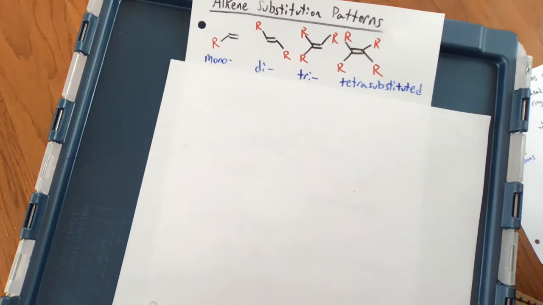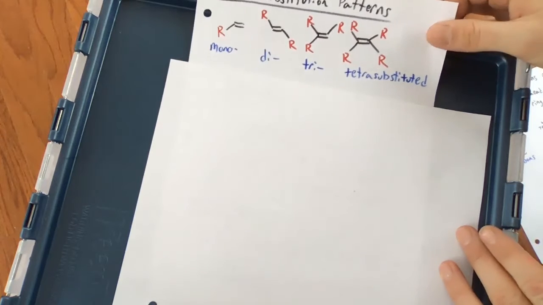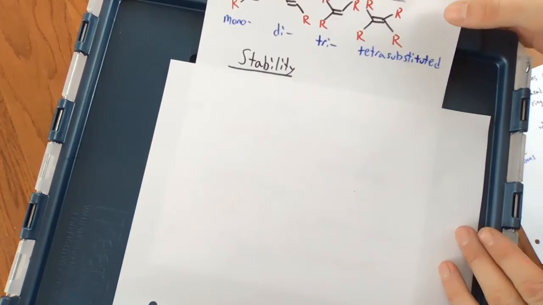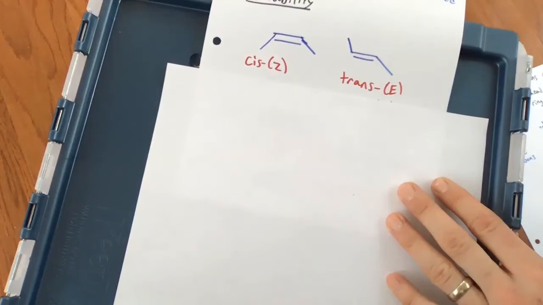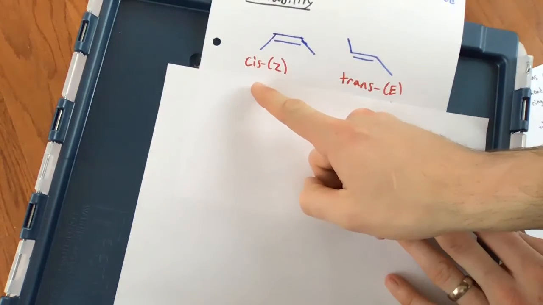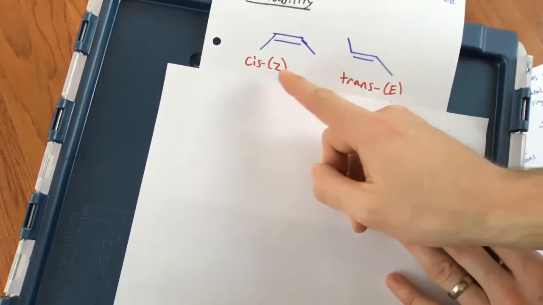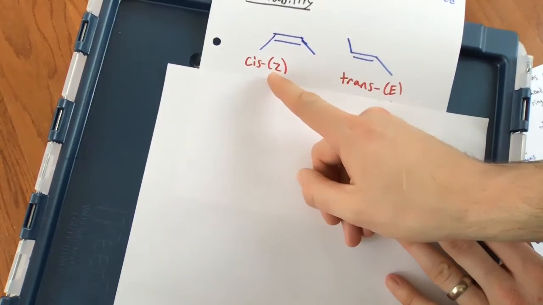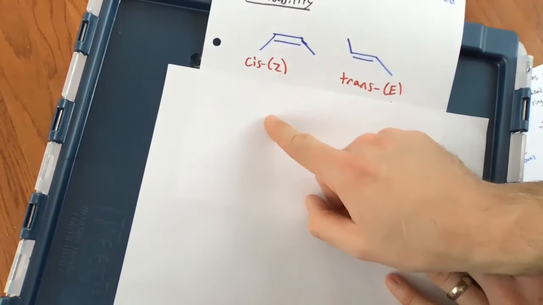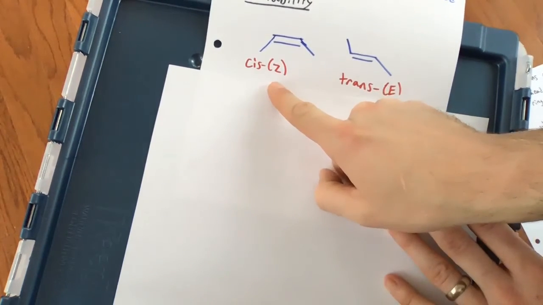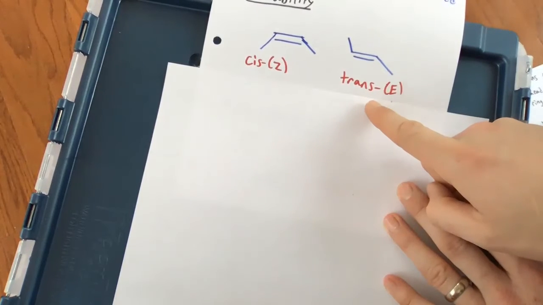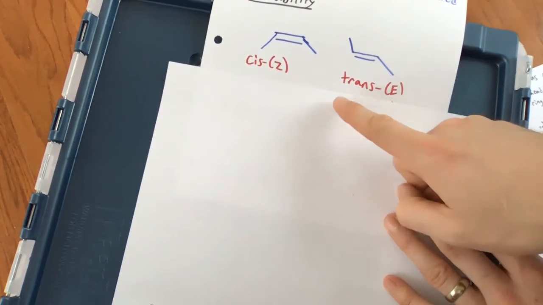So now that we've talked a little bit about the nomenclature of alkenes, let's talk about the stability of these things. And mainly when we say stability, what we mean is we're going to be talking about how the stability changes between cis, meaning on the same side, or as we knew them before from our stereoisomer chapter, Z, how the stability of these molecules compares to E-alkenes or trans alkenes.